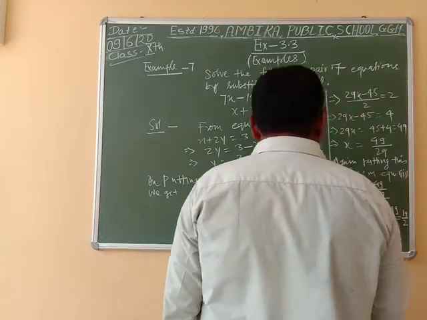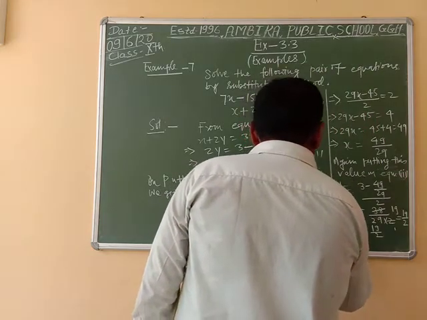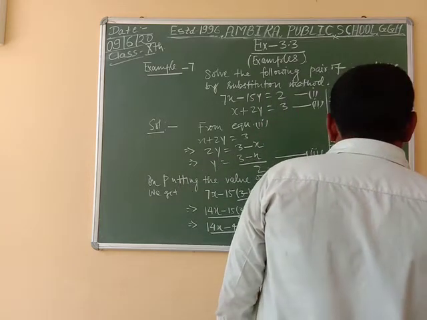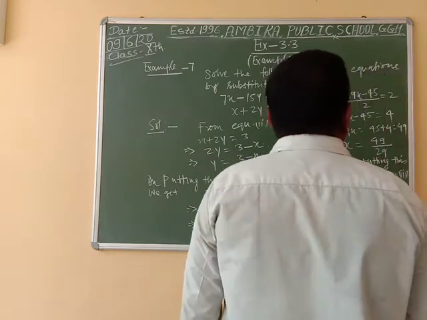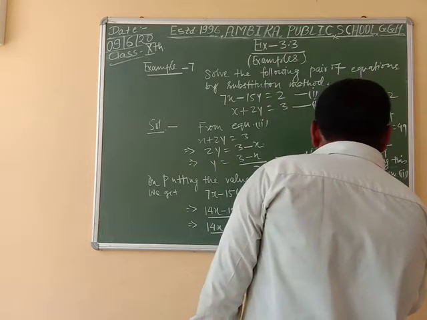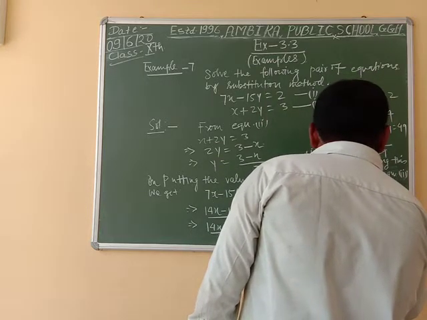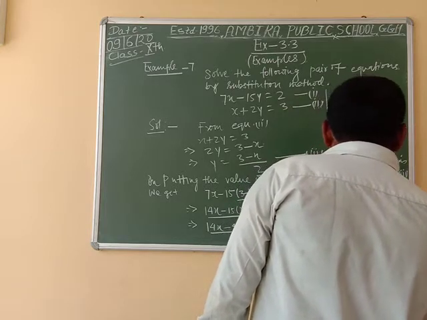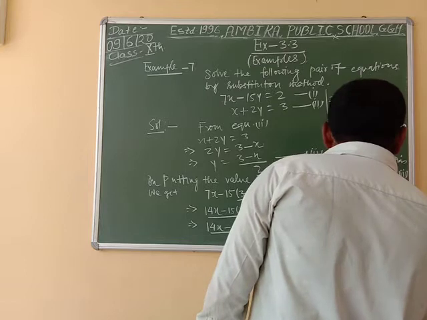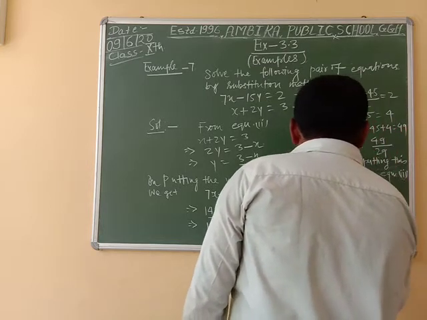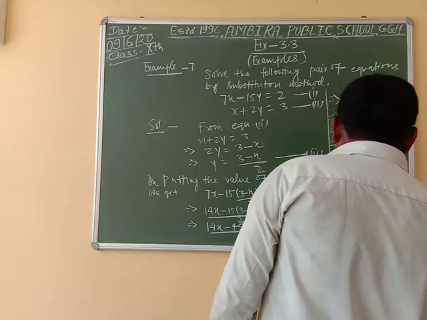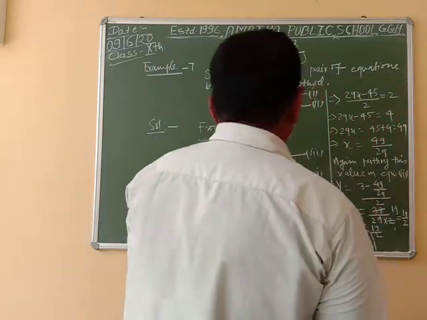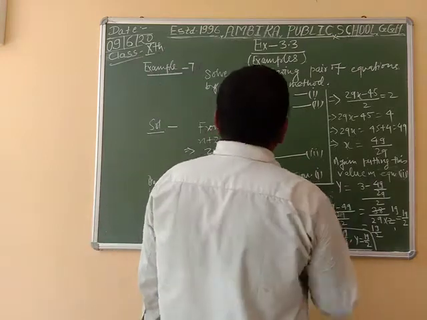Hence the value of x is 49 by 29 and y is equal to 19 by 2. In this way, we can find the value of x and y from the equation by substitution method.